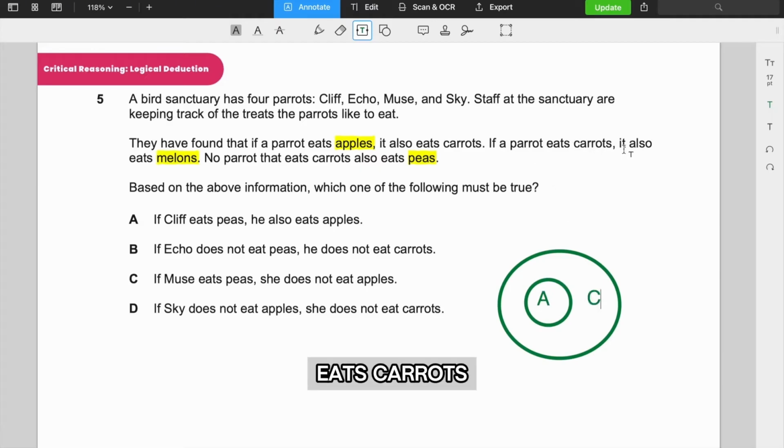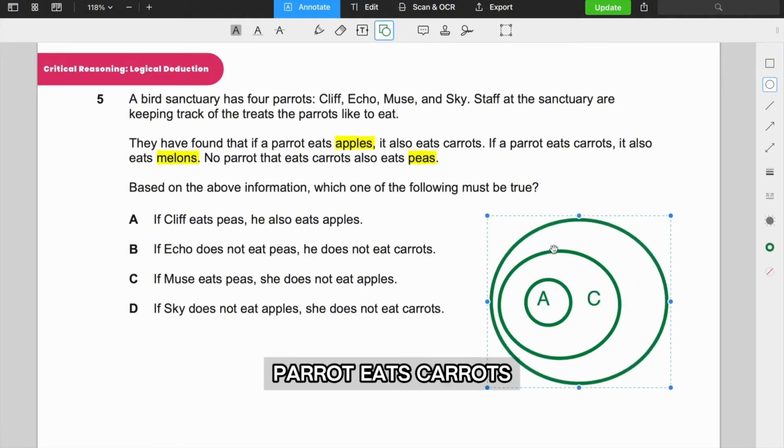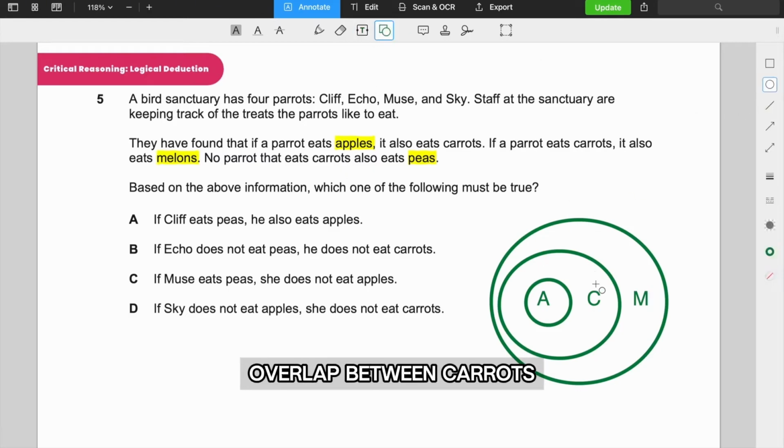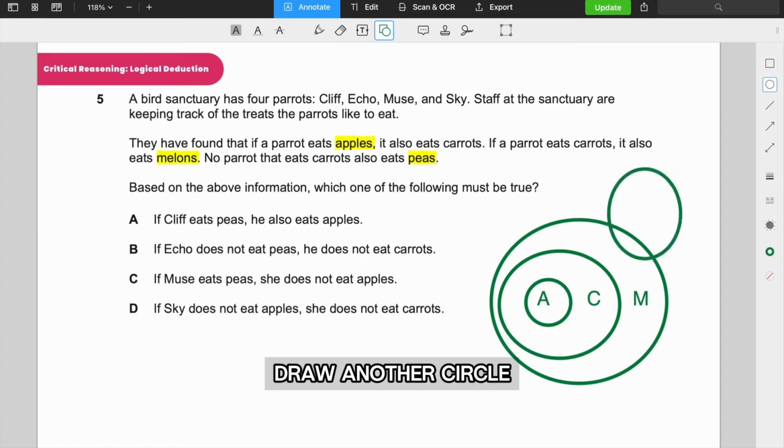If a parrot eats carrots, it also eats melons. So then you can draw another circle, right? So all those that eat carrots will eat melons. No parrot that eats carrots also eats peas. So there's no overlap between carrots and peas. So I'm going to draw another circle.